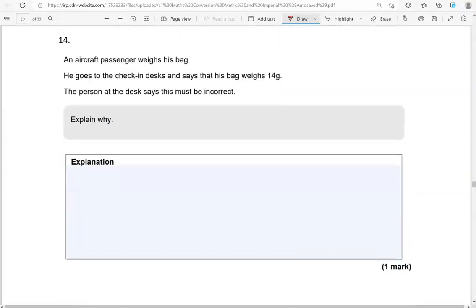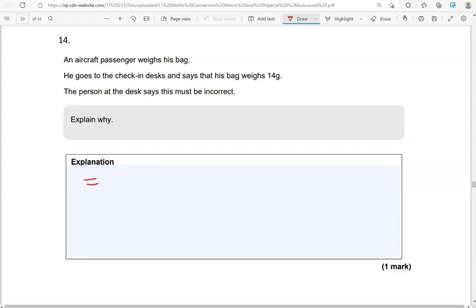An aircraft passenger weighs his bag. He goes to the check-in desk and says that his bag weighs 14 grams. The person at the desk says this must be incorrect. Explain why. 14 grams, that is too small. That is too light. Even the bag itself, without anything inside, would be more than that. So this must be 14 kilograms.